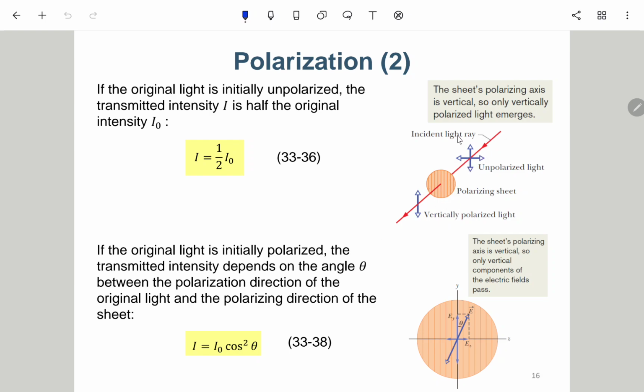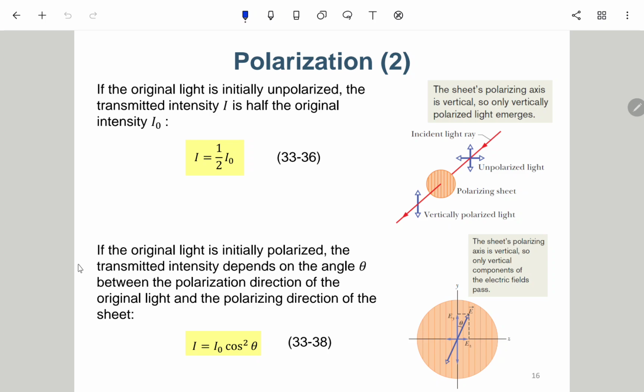So the incident light is unpolarized, and after going through this polarizing filter, which is vertically polarized, the output ray will be vertically polarized, and the intensity will be half of the original one. This is what this equation tells us.